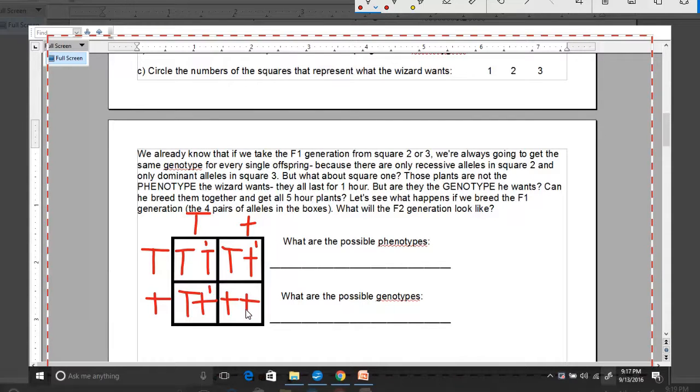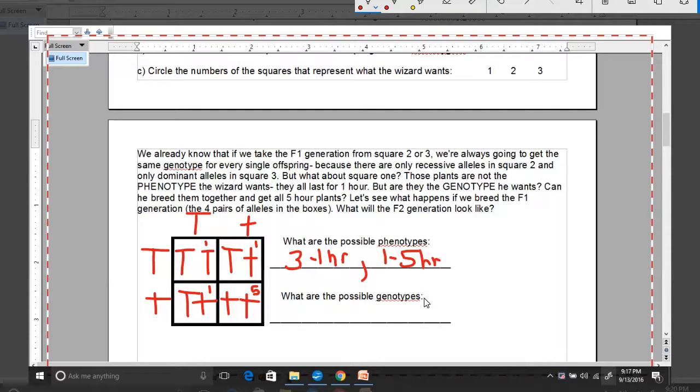Now let's look at this box, little t, little t. So what's the phenotype here? Guess what? That's a 5 hour. So our possible phenotypes are that we would have 3 1 hour plants and we would have 1 5 hour gillyweed. So there are our possible phenotypes if we bred those F1 generations together. That's a pretty interesting Punnett square, right?